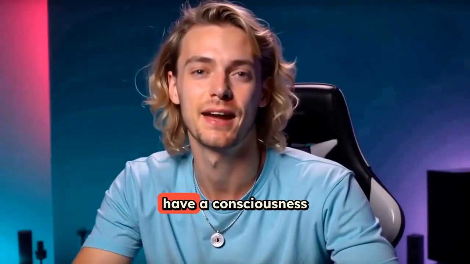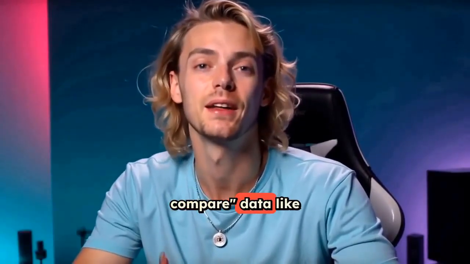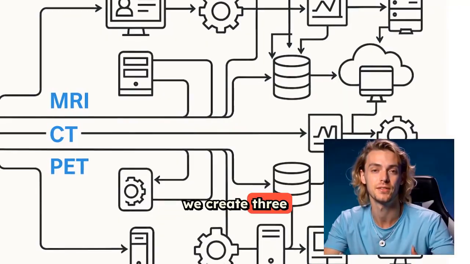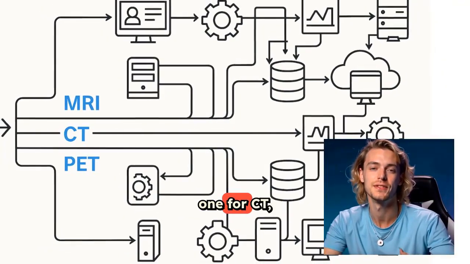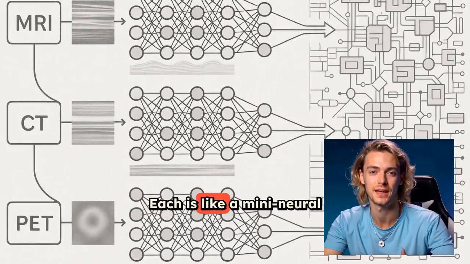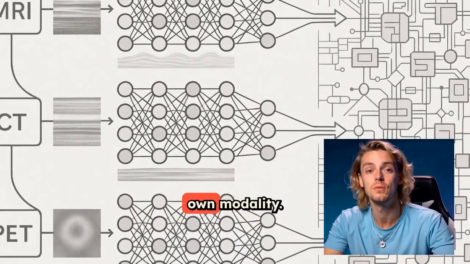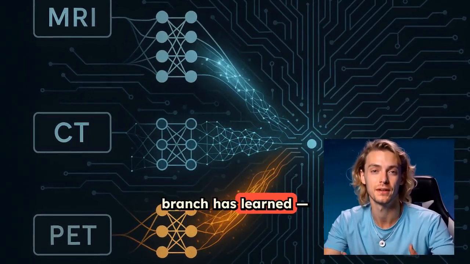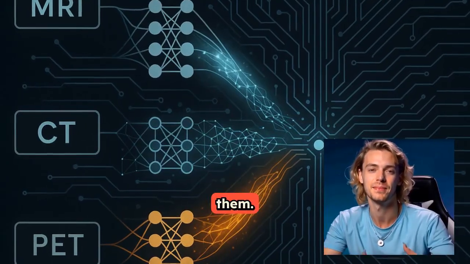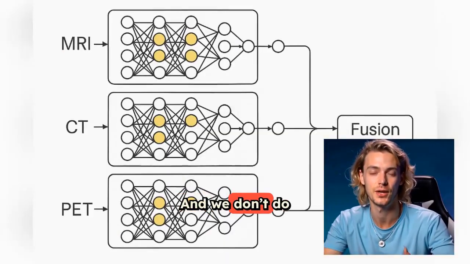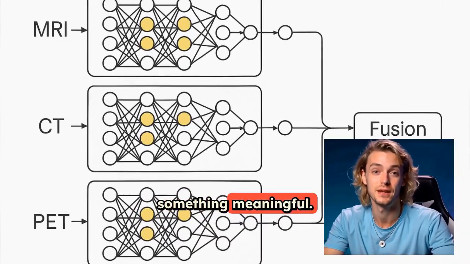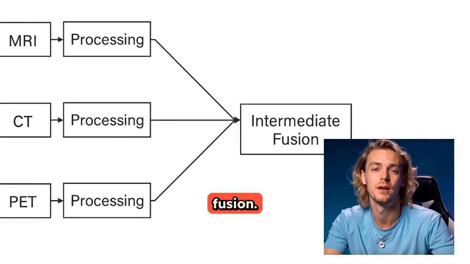Yes, only it doesn't have a consciousness to see and compare data like a human doctor does. So we build an architecture that imitates that process. For example, we create three separate branches, one for MRI, one for CT, one for PET. Each is like a mini neural network that learns to understand its own modality. Then comes the magic. We take what each branch has learned, these are called features, and combine them. That's fusion. And we don't do it right away, but at some intermediate point when each branch has already seen something meaningful. This is called intermediate fusion.